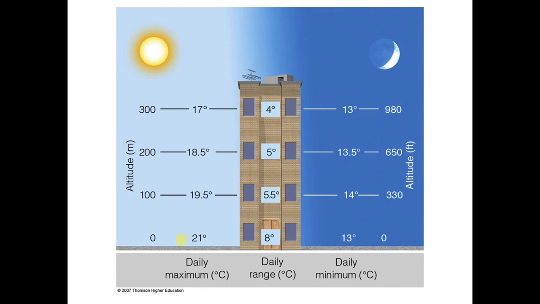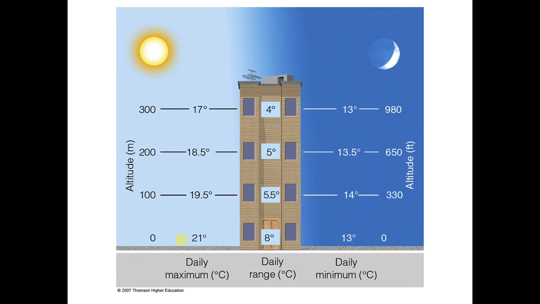Okay. By the time you get to 100 meters above the surface, 330 feet, the daily range is only 5.5 degrees Celsius. You see how it doesn't get as warm in the daytime, and it doesn't cool off as much at nighttime. And if you got to the top of the skyscraper, you'd have a daily range of only 4 degrees Celsius, about 7 Fahrenheit. Okay, not a whole lot of variation.